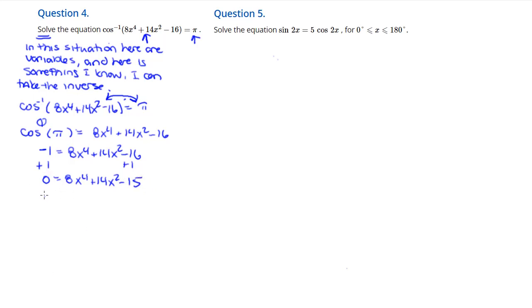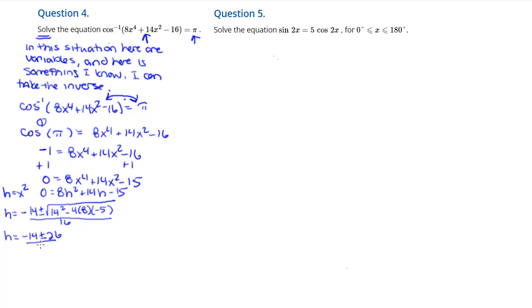What I can do is substitute in here and say h is equal to x squared, and then rewrite this as a quadratic, which would be 8h squared plus 14h minus 15, and then treat it like a quadratic. In this case, I'm just going to use the quadratic formula, probably factors, but I'm going to try doing this. So 14 squared minus 4 times 8 times negative 15, all divided by 16. And you're going to find out it's negative 14 plus or minus 26 over 16. So our h is going to equal 3/4, and it's also going to equal negative 5/2.